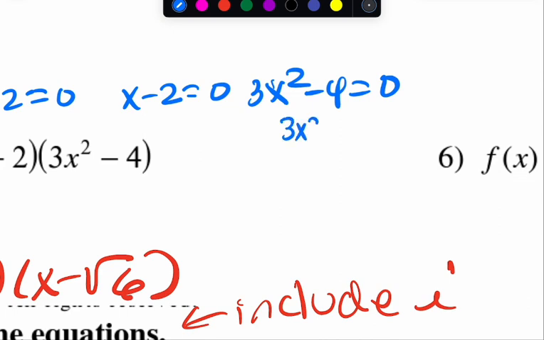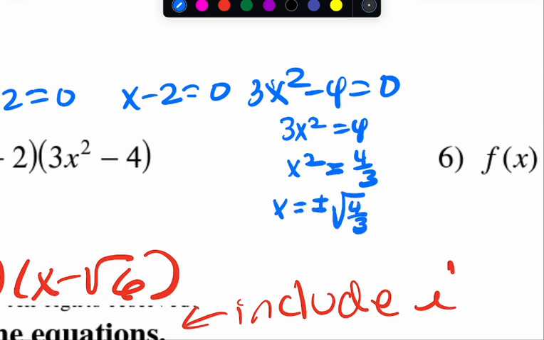We're going to add 4, divide by 3. What's going to get rid of a square? What's going to get rid of our square? Square root. What do we put in front of it every time? Plus or minus. So this is x is plus or minus the square root of 4/3.